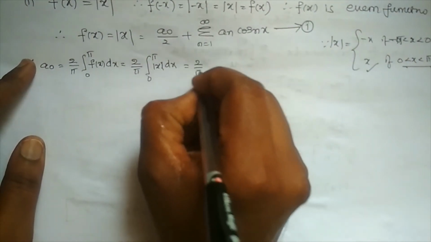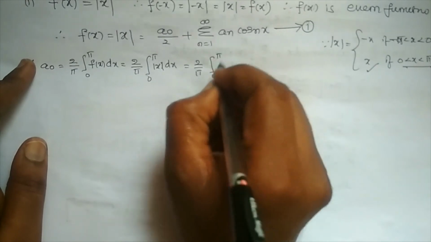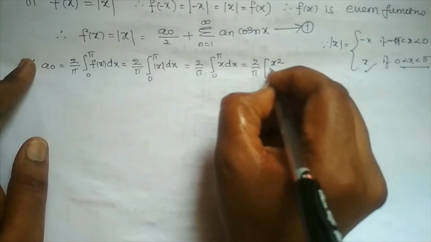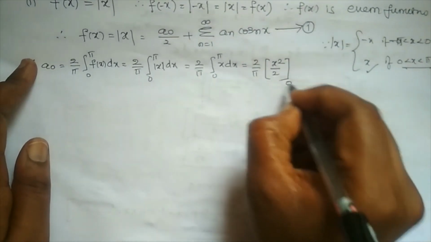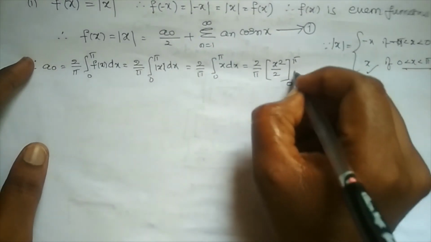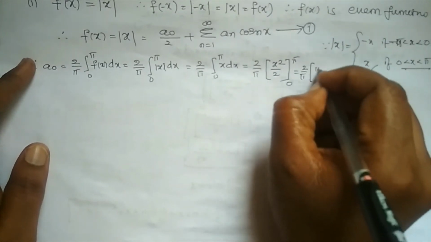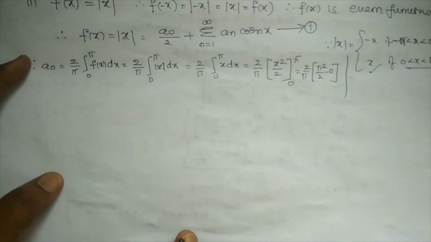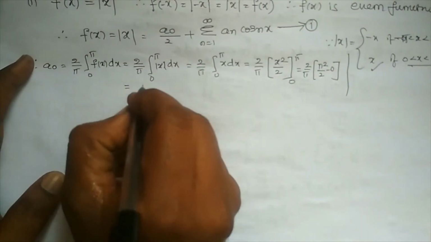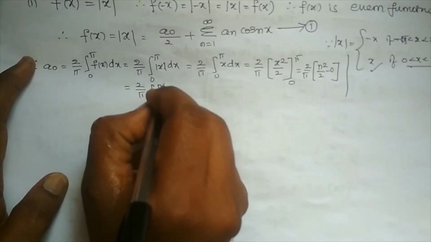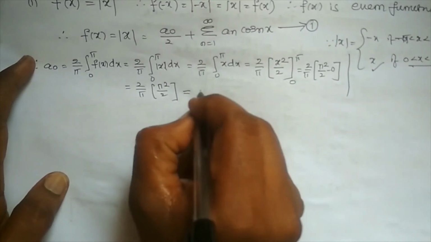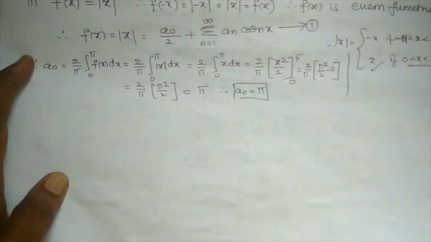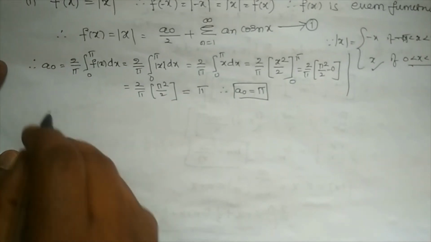So 2 by pi into integral 0 to pi x dx. So 2 by pi into the integration of x, which is x square by 2, from 0 to pi. So limit substitution, 2 by pi into pi square by 2 minus 0. So the simplified answer is 2 by pi into pi square by 2, so that means pi. Therefore a naught is equal to pi. And coming to an.